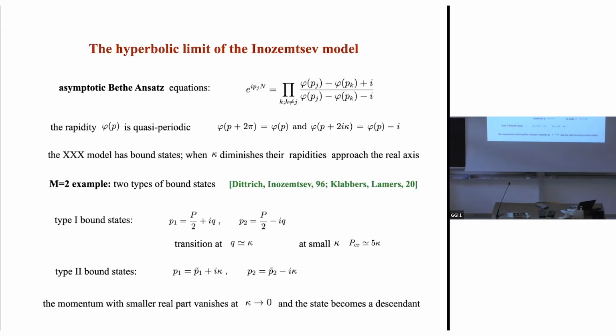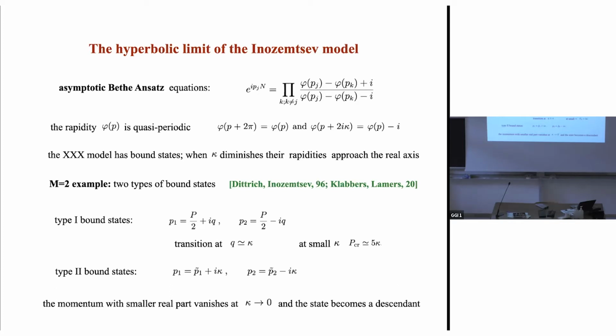Okay, so this function, the rapidity function, is of course periodic with respect to P, but quasi-periodic with respect to kappa. So it's interesting to follow what happens with the bound states of Heisenberg. This question was studied already in '96 by Dietrich and Inozemtsev, and was rediscovered two years ago by Rob Klabbers and Jules Lamers.